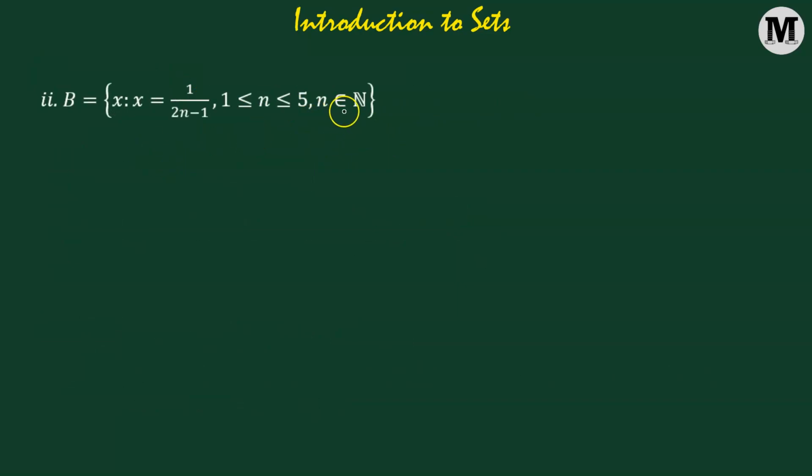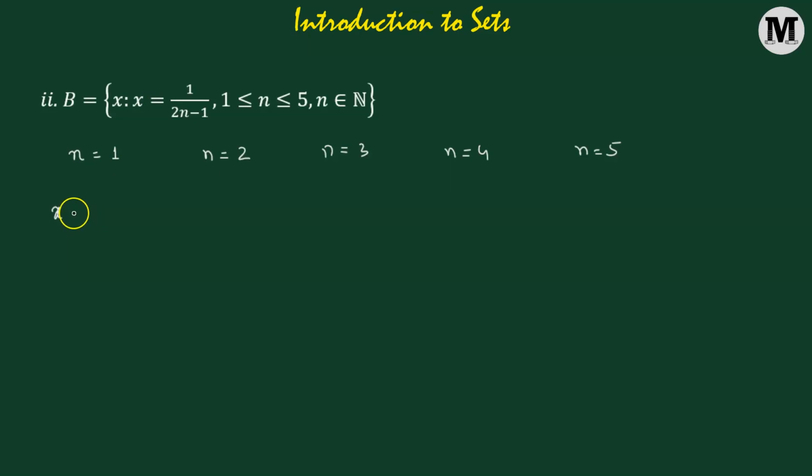Since n belongs to the set of natural numbers, we can take only those values of n that are natural numbers, and it has to lie between 1 and 5. So we can take n equals 1, n equals 2, n equals 3, n equals 4, and n equals 5. Now for each of these n values, we'll find its corresponding x value.